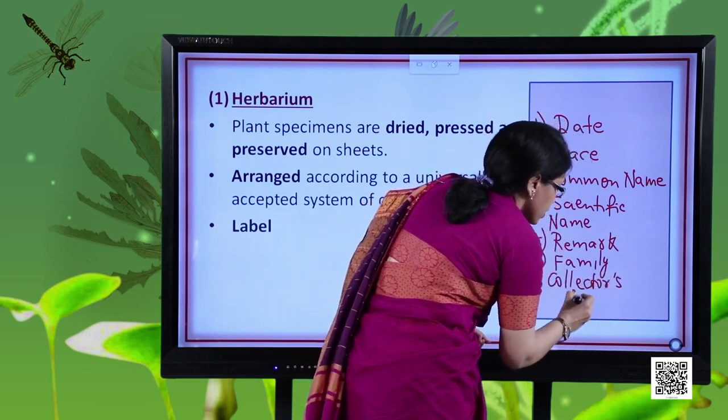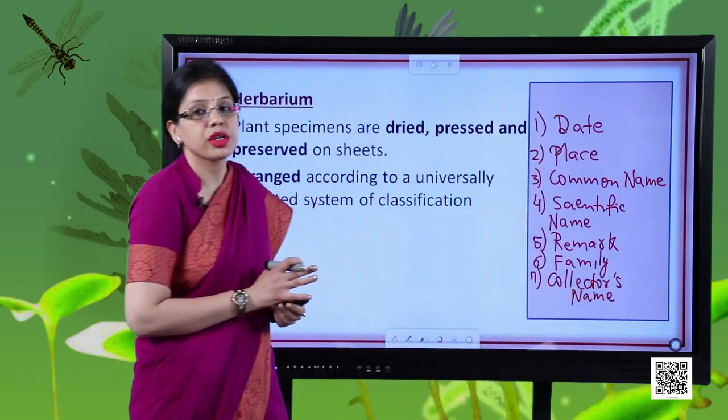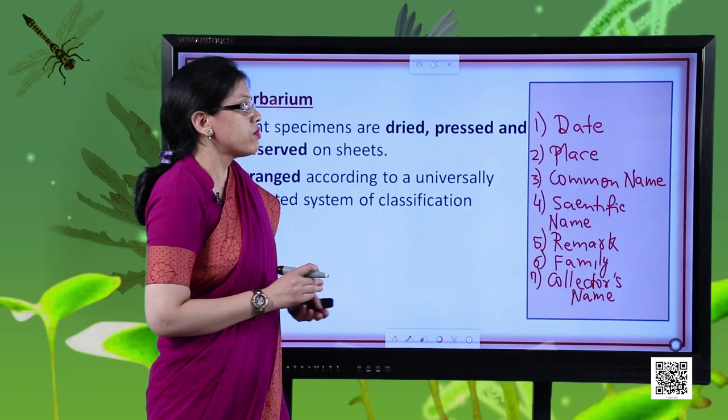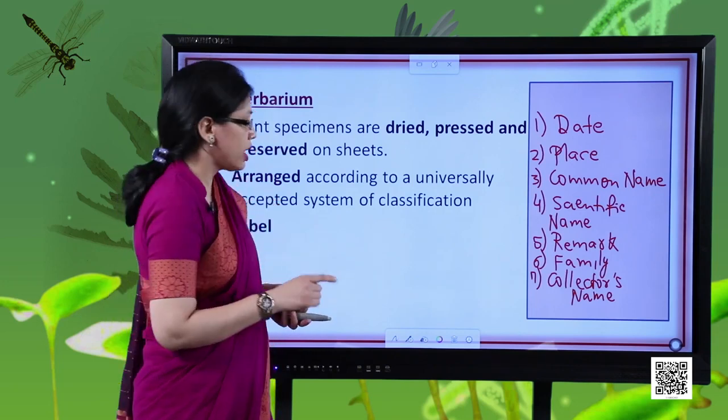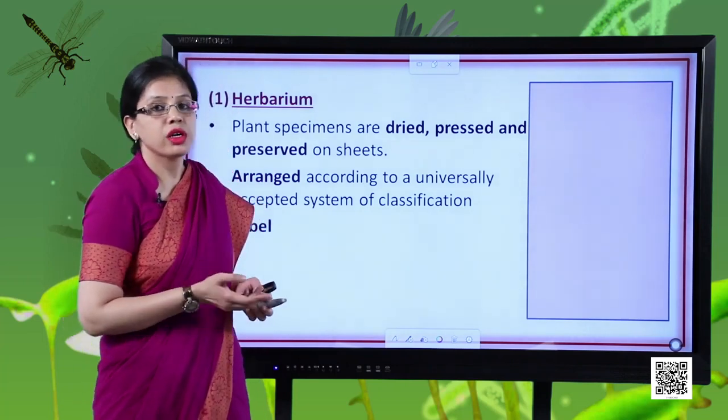Collector's name means the name of the person who has collected and prepared this herbarium, right? So these are the different pieces of information which need to be written on the label, and this label will be put on the right hand corner of the herbarium sheet.